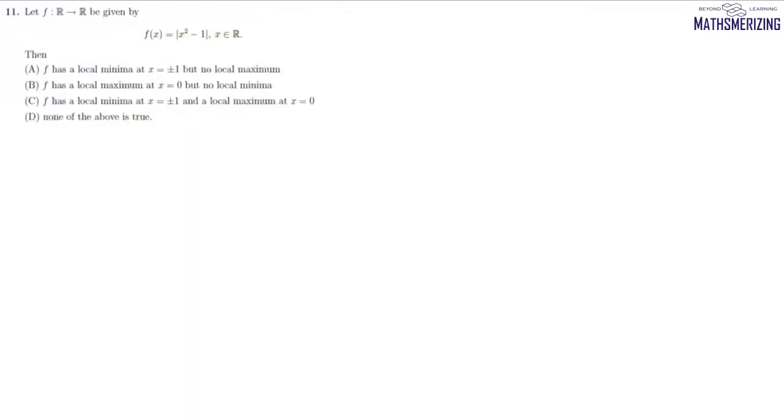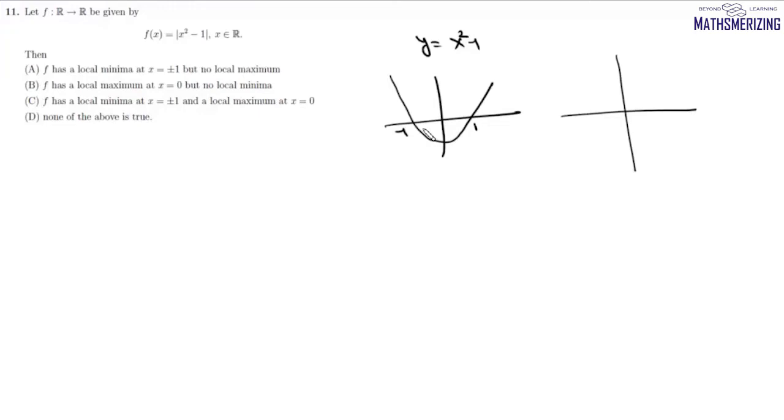Now question number 11 is, we have to find local maxima and minima for this function. Now first we'll draw the graph of y equals x square minus 1. So it will be a parabola opening upwards with vertex at (0, -1). This point is -1 and this point is +1. Now if we take the transformation of mod f(x), we have to take the reflection of the down part on up, and then we have to erase the graph from the third and fourth quadrant.